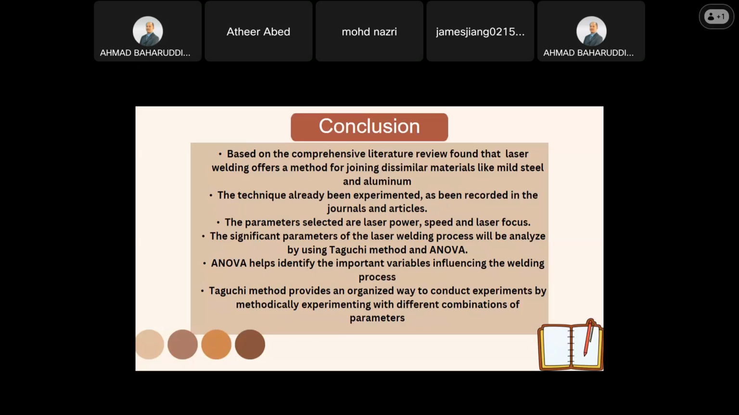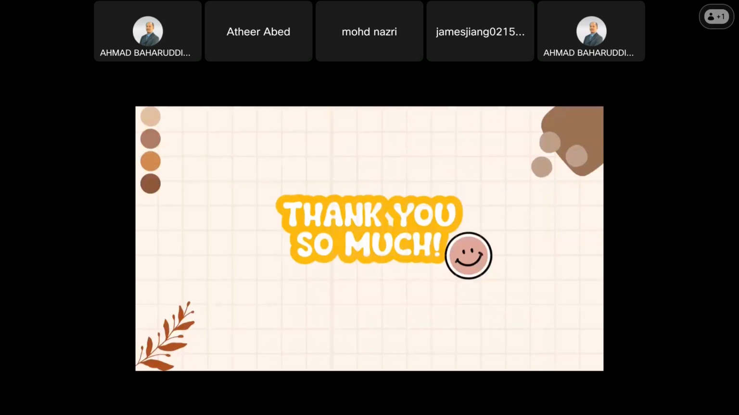So the significant parameters of the laser welding process will be analyzed afterward by using the Taguchi method and ANOVA. The ANOVA will help identify the important variables influencing the welding process. Meanwhile, the Taguchi method provides an organized way to conduct experiments by methodically experimenting with different combinations of parameters. So that's all from me. Thank you.